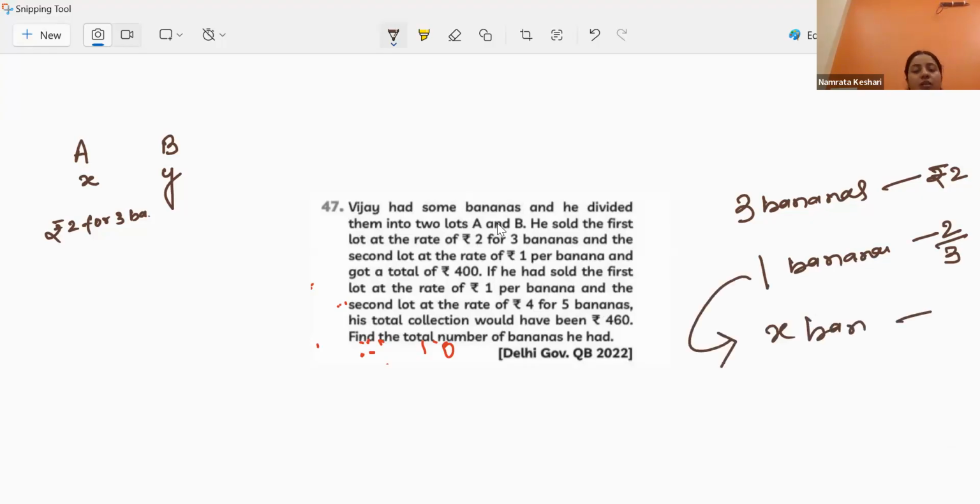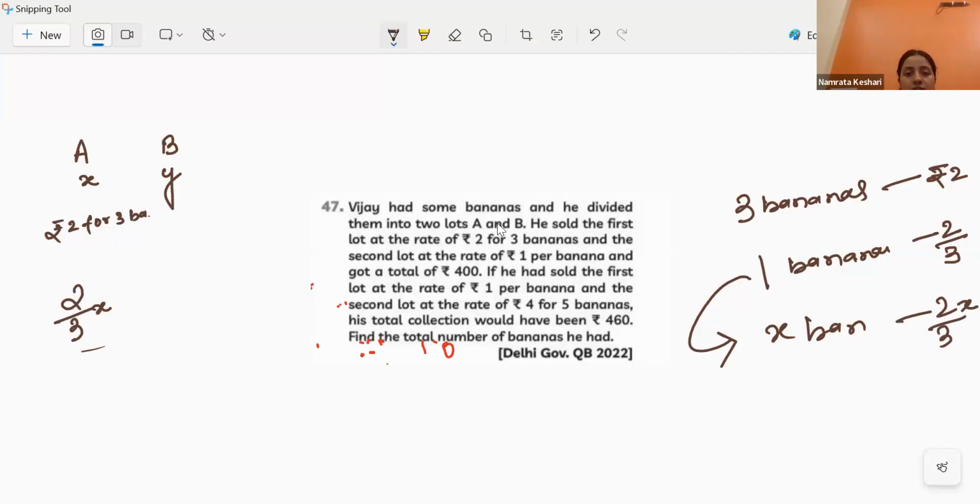1 to any other number. This X must be bigger than 1. So 1 to any other number, multiplication, 2 by 3 x. Getting it? Yes. 2 by 3 x is the total price for x bananas. We will always try finding 1 banana's price. Unitary method. Once you know 1 banana's price, you can say x bananas' price will be this.